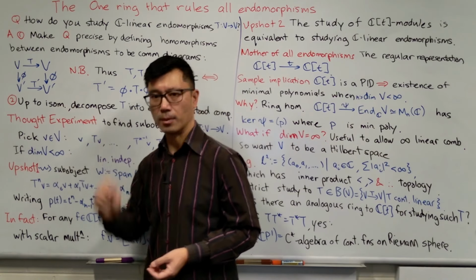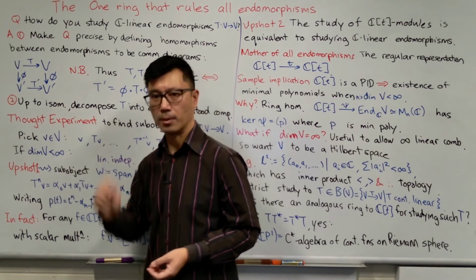So T^n of V you can write as a linear combination of V, TV up to T to the n minus 1 of V. That's great. And what about T^(n+1) of V? How do you get your hands on that? Well, you can take this equation and just apply T to it. When you apply T to it, you'll get the next one along, T^(n+1) of V. So you get alpha 0 TV here, which is in the span of this.